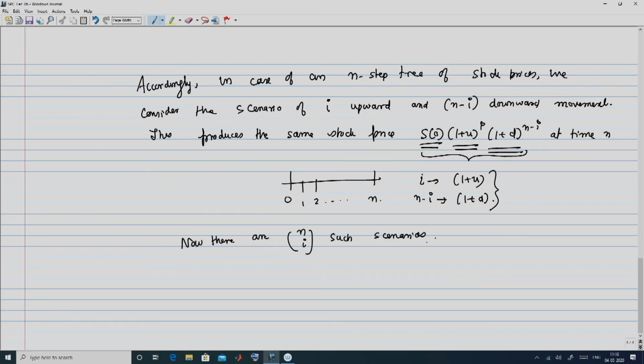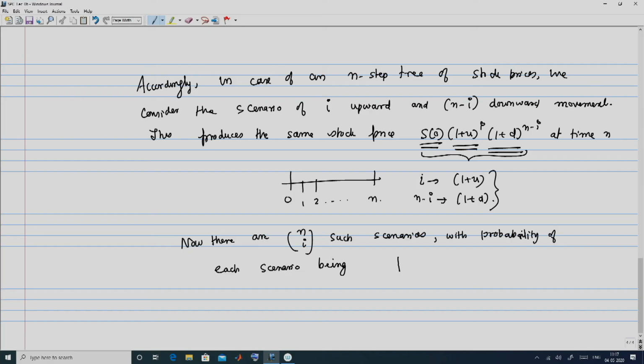And since there are n choose I such scenarios of I upward movements and n minus I downward movements, this means that we can work out the probability of each scenario. Remember that the movement from one time step to another, whether it is an upward or downward movement, are all independent of each other. So, the probability of I upward movements is going to be given by p raised to I, and the consequent n minus I downward movements will be given by 1 minus p raised to n minus I.